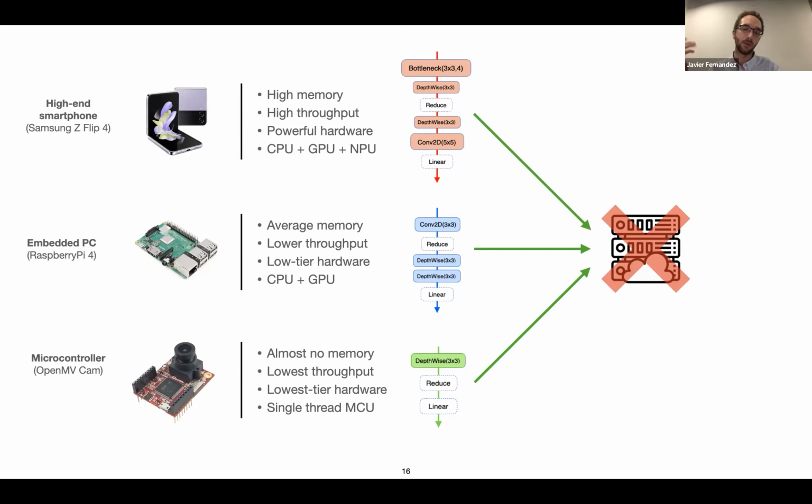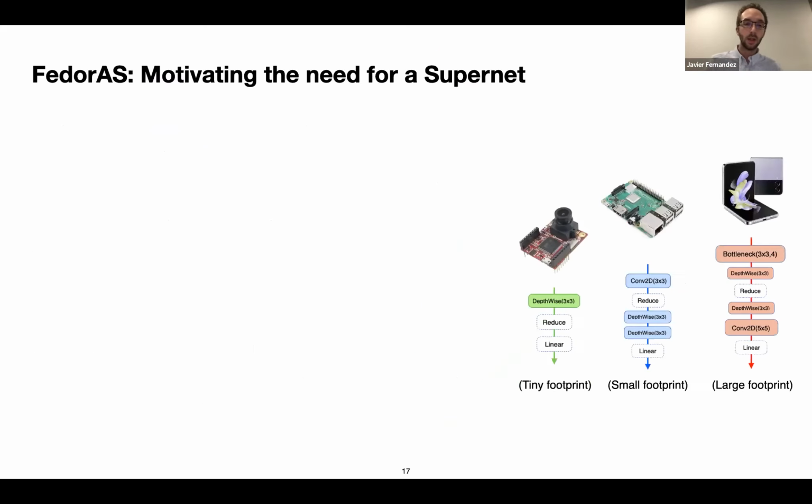There are workarounds to handle this in the server. For example, you can do distillation. There are other techniques, but those also make other assumptions. For example, that you have another data set in the server that you can use for distillation, which might not be possible in all cases. So our solution involves creating a supernet. And what I'm going to do now is to explain a bit what a supernet is and why it is indeed a good solution.